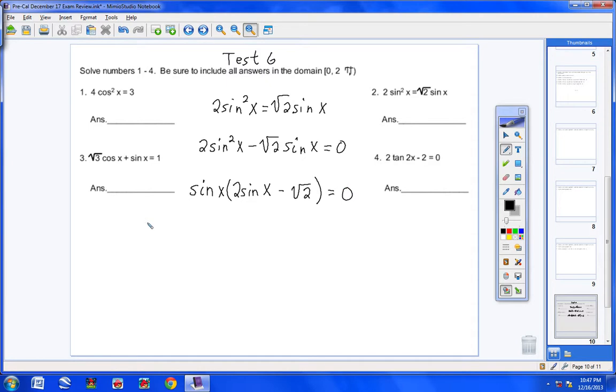And now I'm going to take each group and set each group equal to 0. So my first group is sine of x equals 0, and my other group is 2 sine x minus square root of 2 equals 0. Now over here, understand that sine is already all by itself. So I'm simply looking for an angle that when I take the sine of it, I will get 0. Now, that's not on our table anywhere, so we're going to have to use our calculator.